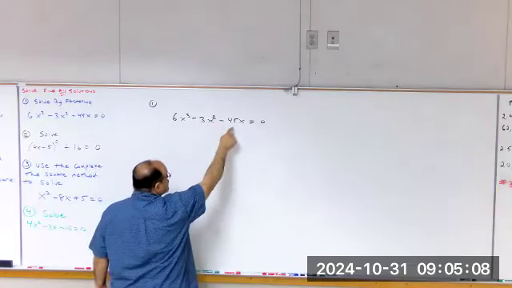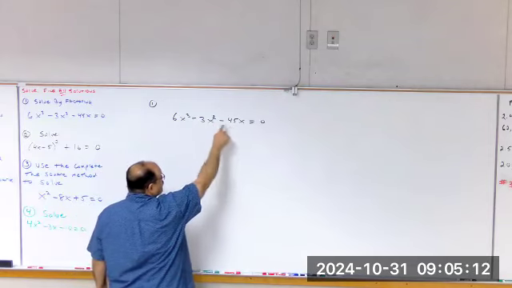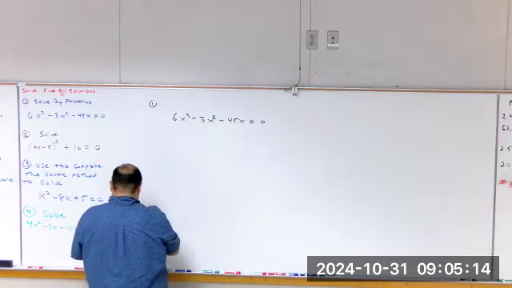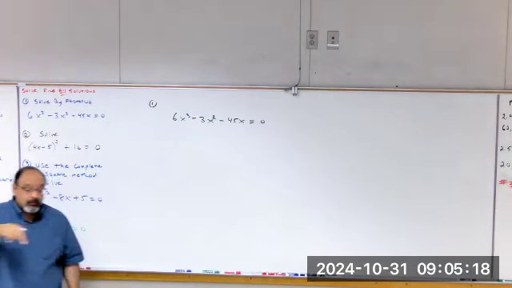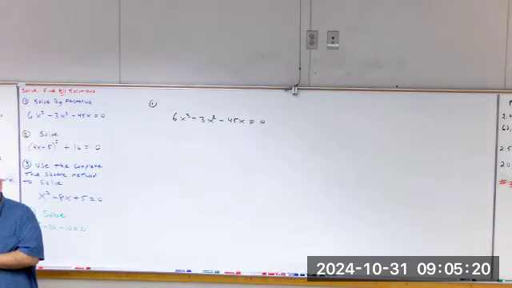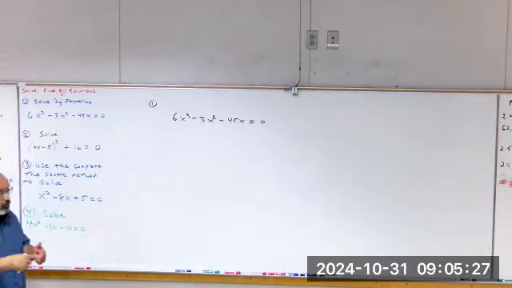Look at the coefficients. Is there a common factor for a 6, a 3, and a 45? What? 3. See, that's where we're going backwards. And that's okay, because we got to fix it. We don't know how to fix something until we know something needs to be fixed.